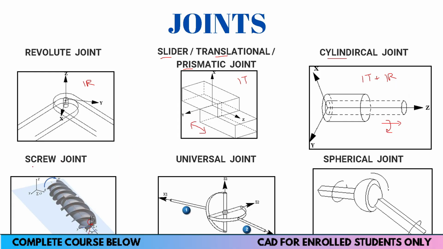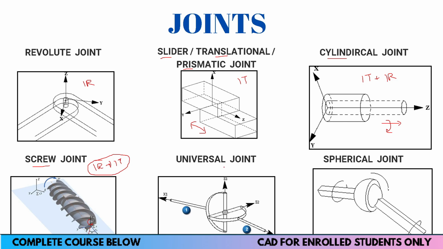Screw joint, this is a special joint. In this joint we have 1 degree of freedom. Actually, you don't have to confuse this with the cylindrical joint. It has one rotation and one translation, but this is a combined motion. So this is 1 degree of freedom, not 2, right?